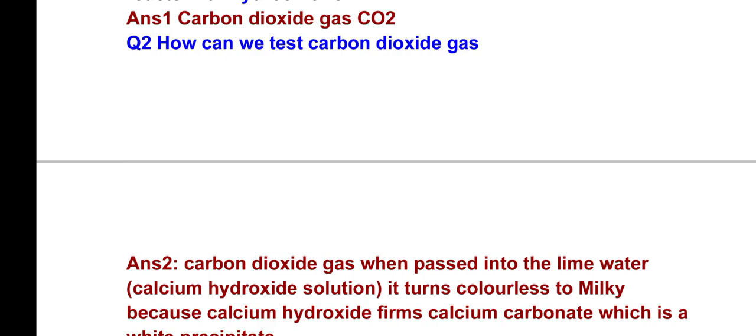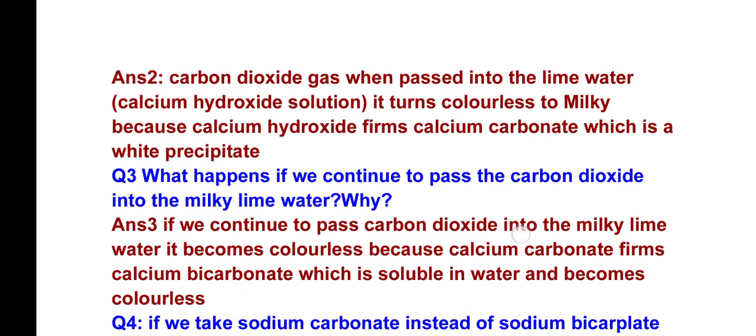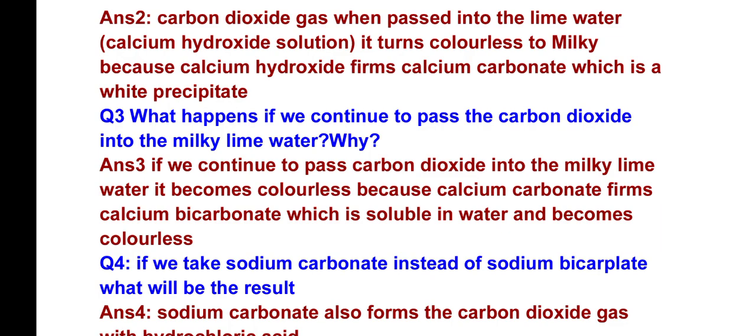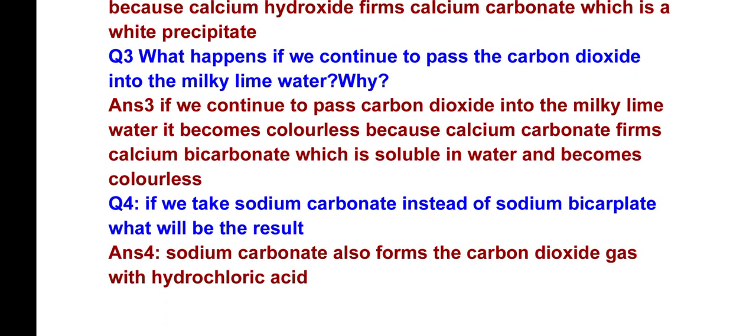How can we test carbon dioxide gas? The carbon dioxide gas, when passed into the lime water, that is calcium hydroxide solution, turns the colorless solution milky, because calcium hydroxide, which is colorless, forms calcium carbonate, which is a white precipitate, so it appears to be milky.